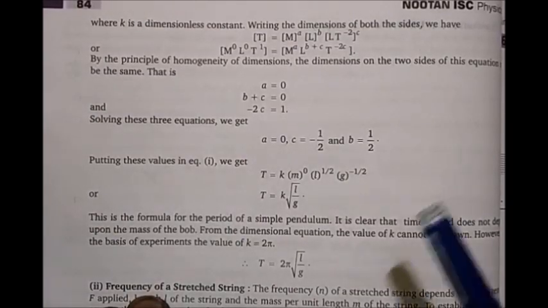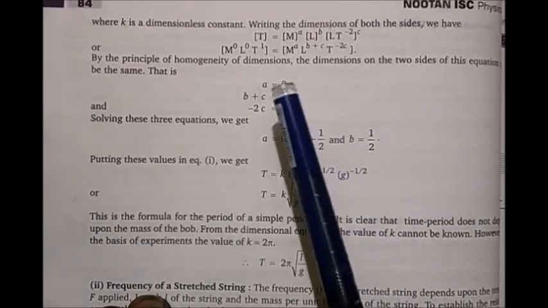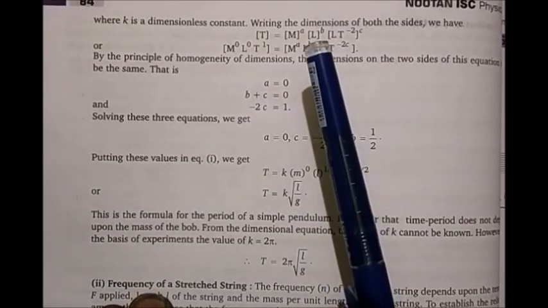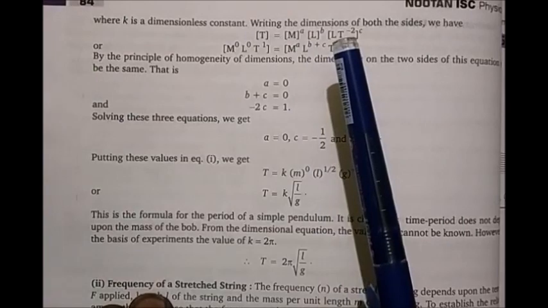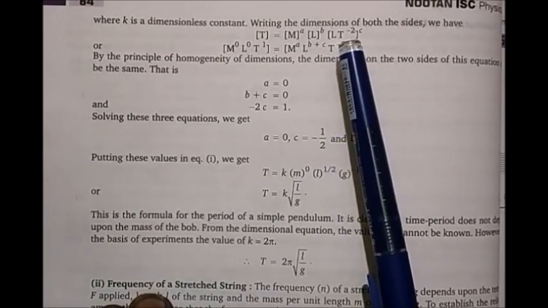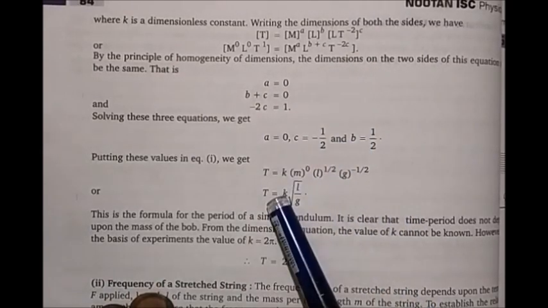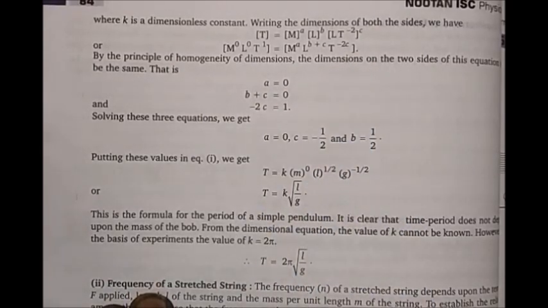So after putting the dimensions of all these quantities, for mass and the length, as well as the next quantity, acceleration, you will be able to find A, B and C using this particular relationship.